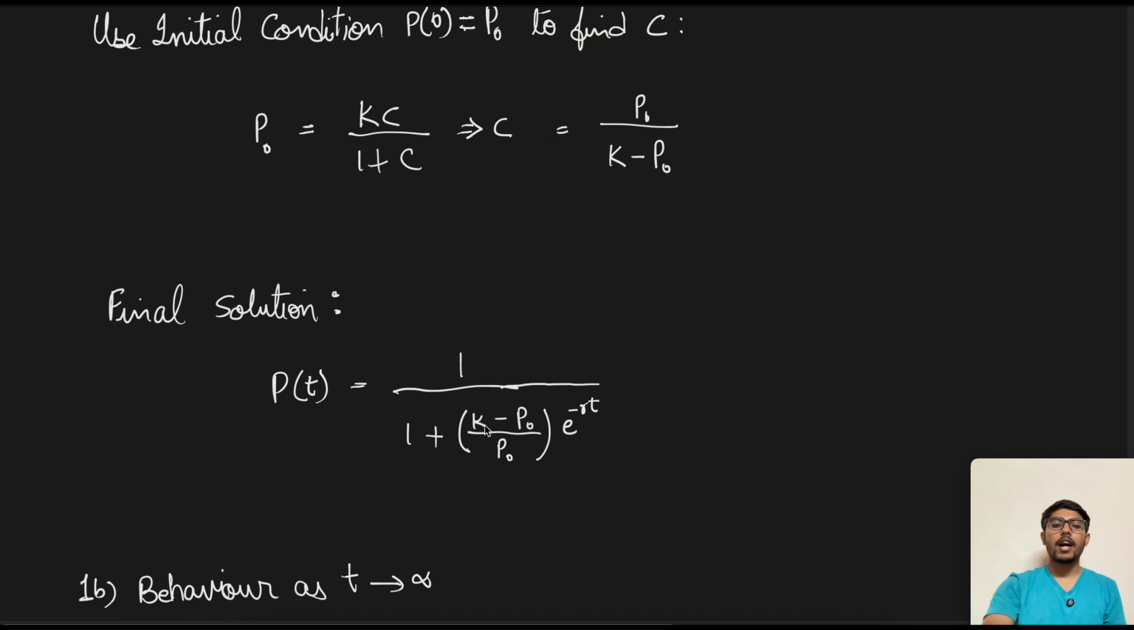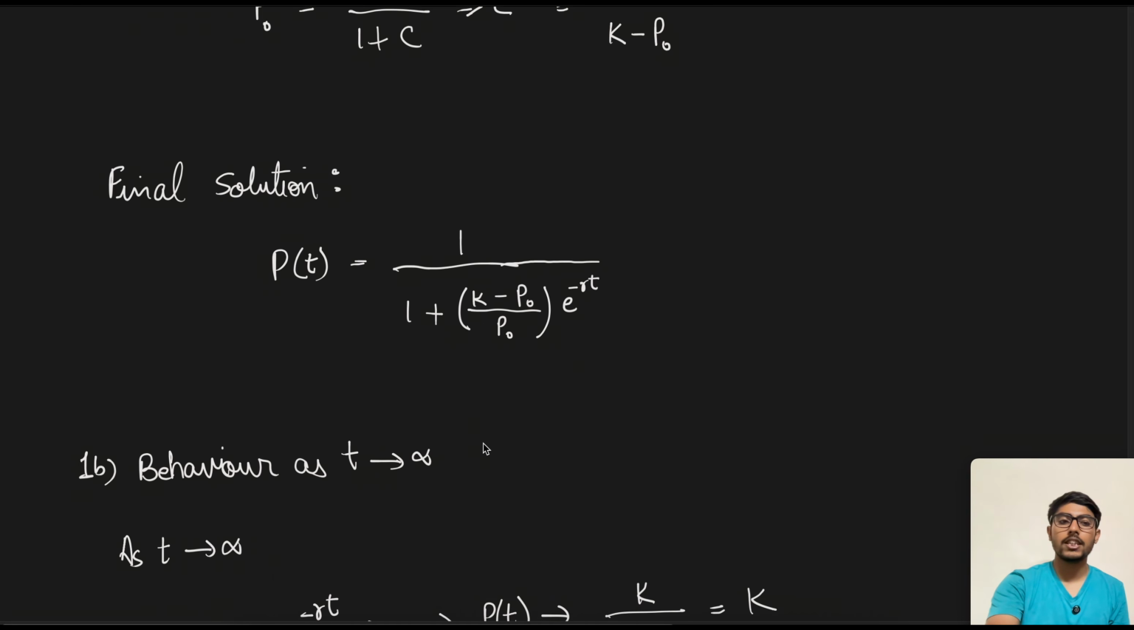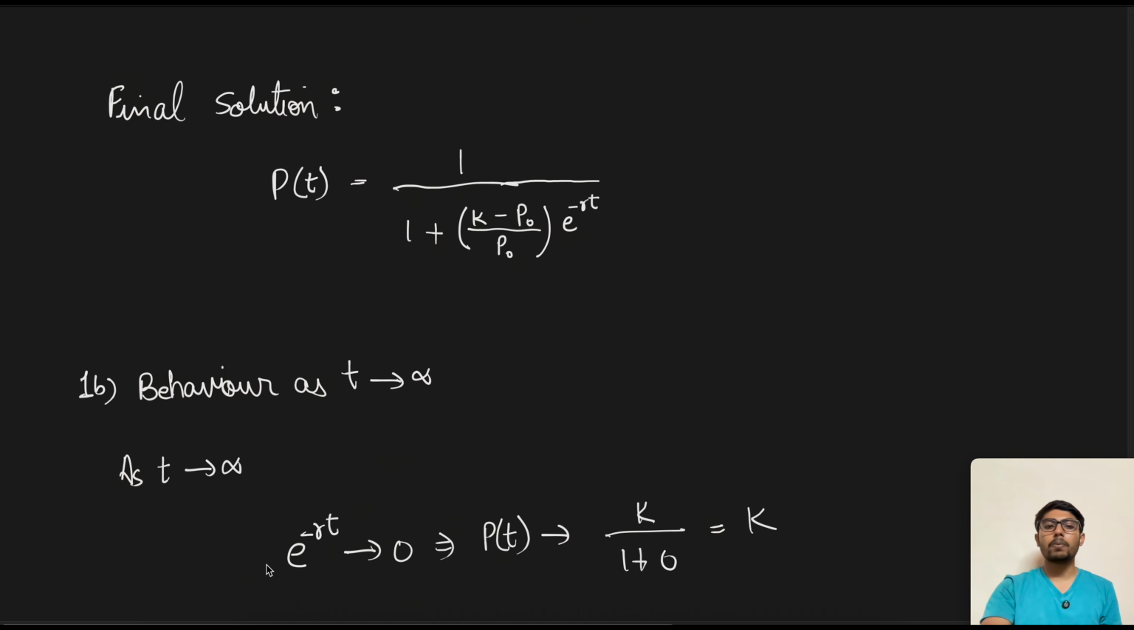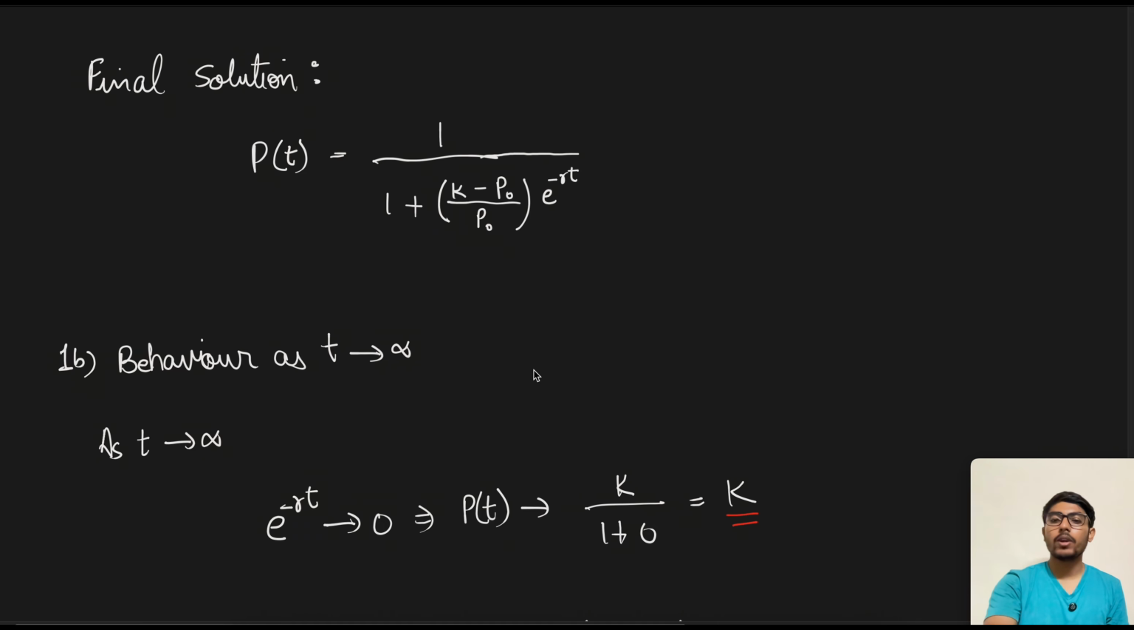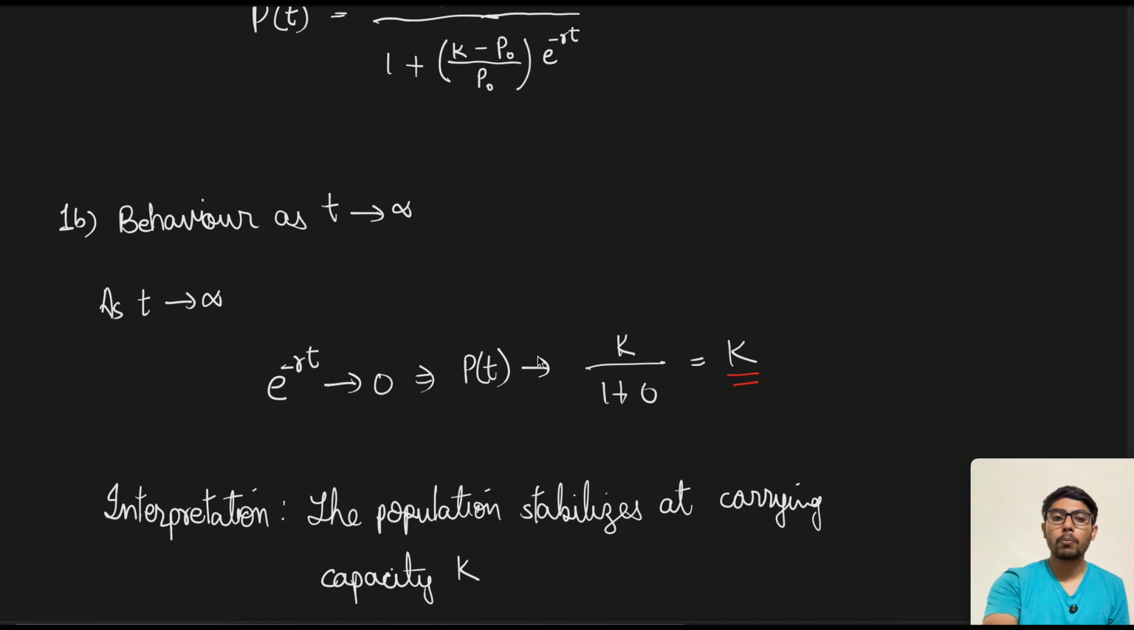Then we'll analyze the behavior as t tends to infinity, right? So as t tends to infinity, e raised to power minus rt will tend to 0. So p of t equals k by 1 plus 0, which comes out to be k. Now we'll have to interpret what this actually means. The population stabilizes at carrying capacity k. That is the actual meaning of this particular statement.